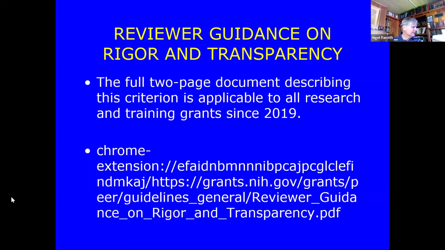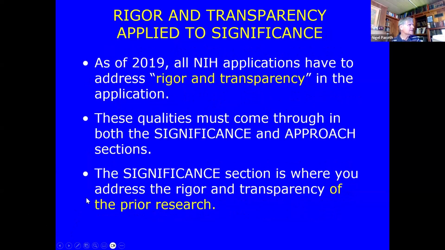But fundamentally, it's as I said, 2019 that they began to use this term rigor and transparency, and these qualities apply both to your own research in the approach section and also to the background sections that you provide in significance. The rigor and transparency of the prior research is in significance, so you have to keep that in mind. Make sure what you're citing is rigorous, scientifically valid. They talk about the details of that in the 2-page document. And also transparent.